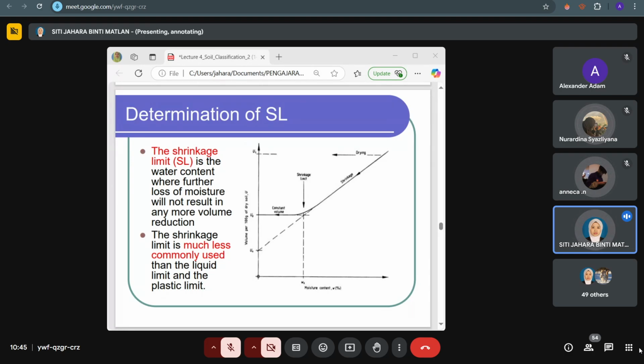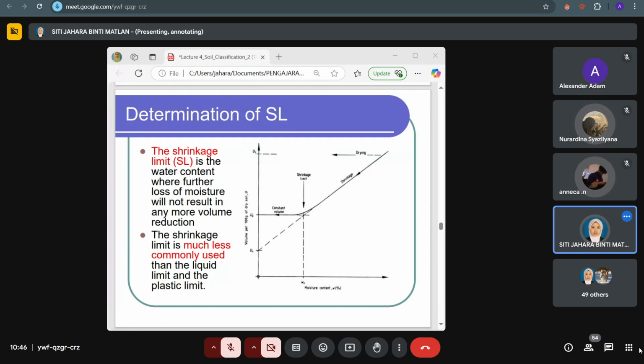This is because the soil has already reached the solid state and the pores are filled only with air. So this is the concept of shrinkage limit. On the diagram you can see on the right, the x-axis is moisture content and the y-axis represents the volume per 100 gram of dry soil. The curve shows how the volume decreases with moisture loss until it reaches a constant volume, indicating the shrinkage limit point.